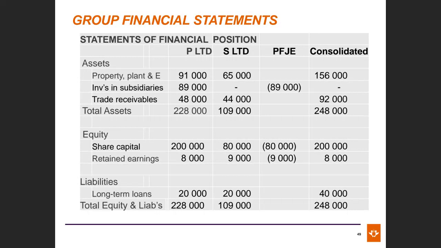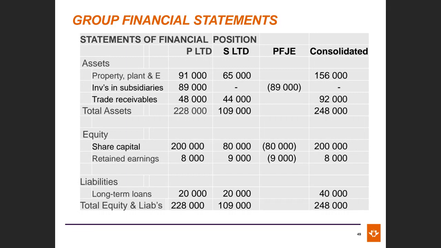Then we're going to go investment in S Limited. P Limited had this investment in S Limited, but in the consolidated financial statements, this was eliminated because we are preparing the consolidated financial statements here. Then when we get to trade receivables, we'll go trade receivables 48,000 plus 44,000. That will give us consolidated trade receivables of 92,000. Then we have total assets. Okay, so the total assets here, you'll just add up.